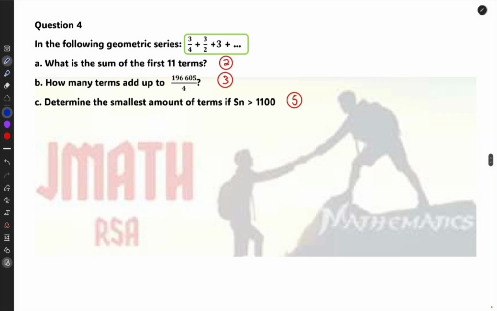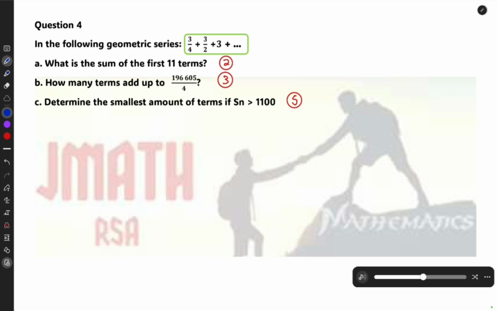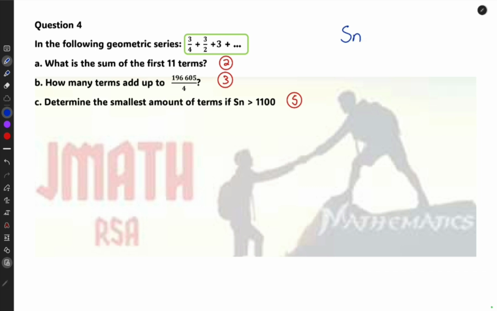Question 4. In the following geometric series, what is the sum of the first 11 terms? So they are asking me to work out Sn. I know N in question A is going to be 11. A is going to be 3 over 4. And then R is just going to be term 2 divided by term 1. But if I look at it, I can see I'm just multiplying by 2.